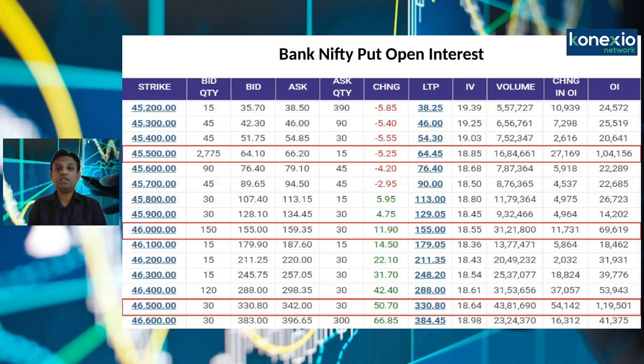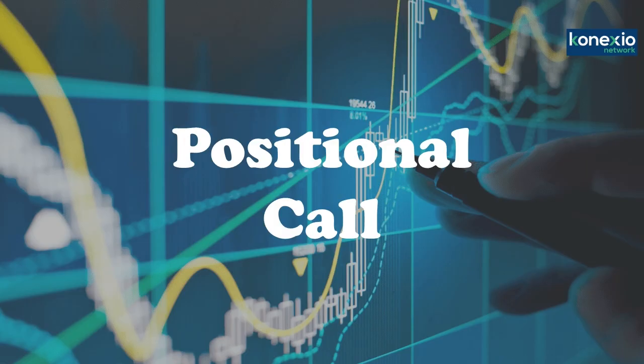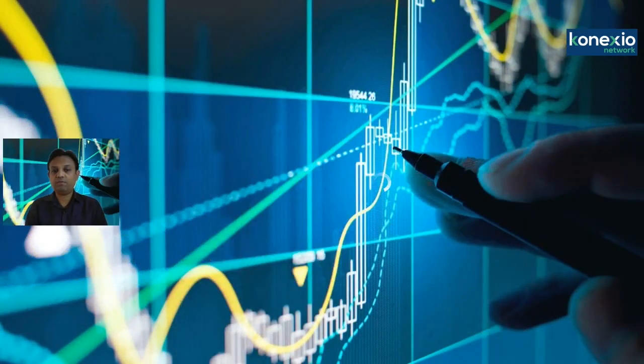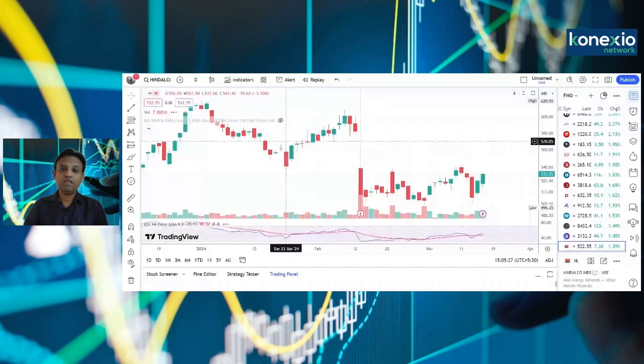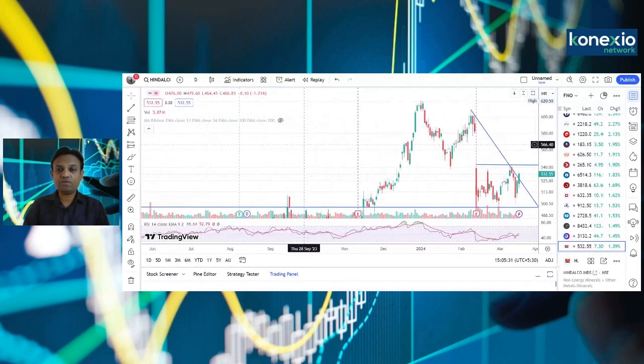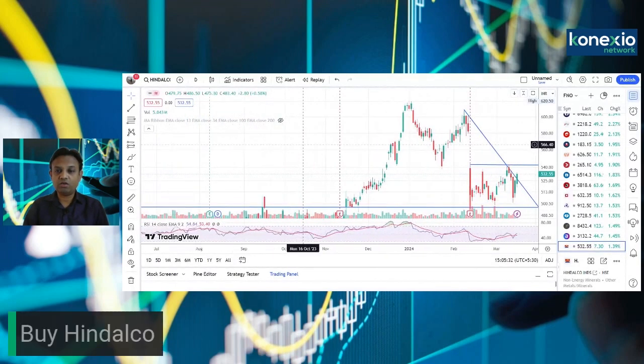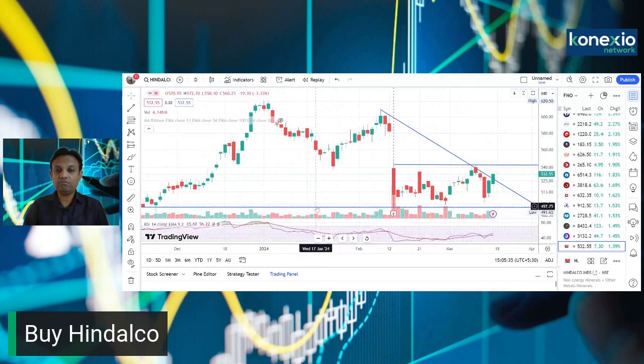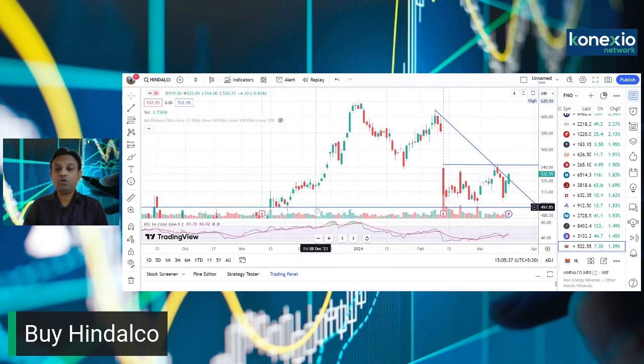So friends, now let us come to the final segment of our show, which is the positional call. I have identified one stock. The name of the stock is Hindalco. Let us go to the daily charts of Hindalco. Hindalco has been hovering in a particular consolidation phase. After a significant drop from 620, it has taken support around the multiple support region of 490.